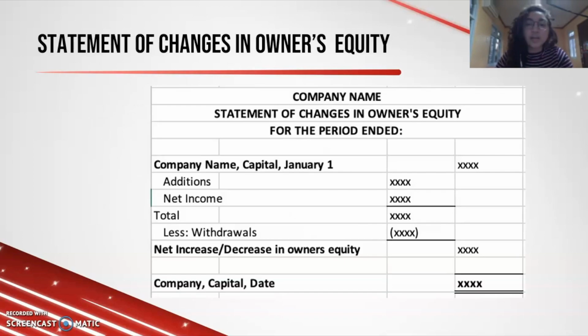So here is an example of a statement of changes in owner's equity. Starting with the beginning capital, additions and net income is added, followed by subtracting the owner's withdrawals. The net increase or decrease in equity is then applied to the ending capital, which is transferred to the balance sheet.